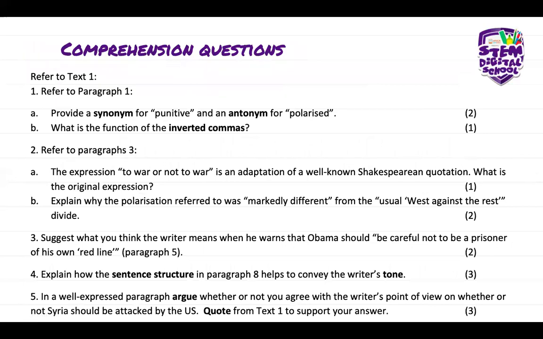So what is A? Provide a synonym for punitive and an antonym for polarized. Oh, sorry, it's punitive. I'm so sorry, guys. Provide a synonym for punitive and an antonym for polarized.